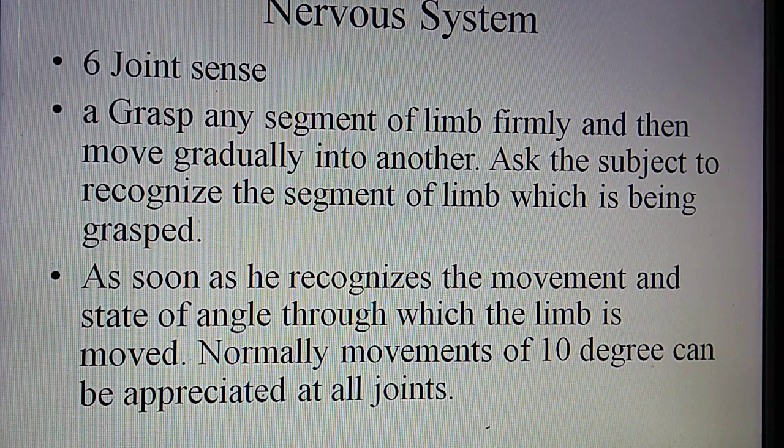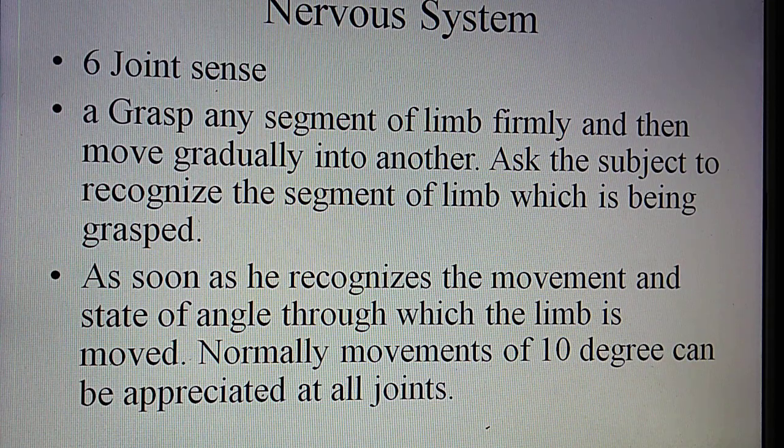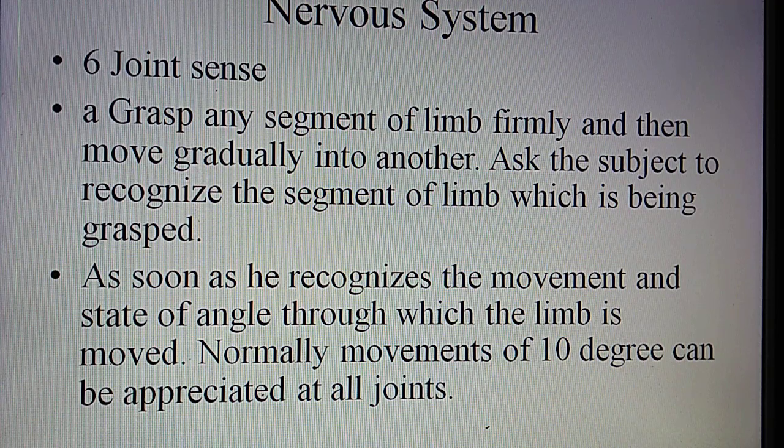Now, for this, grasp any segment of a limb firmly and then move it gradually. Ask the subject to recognize the segment of the limb which is being grasped. You have to grasp one limb, and you have to do the other also, and ask the subject which segment of the limb is being grasped. If he is able to identify, then his joint sense is normal.